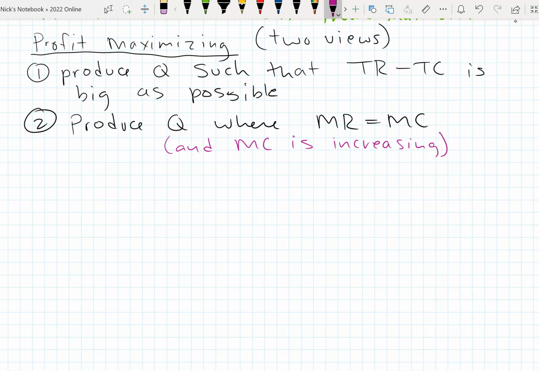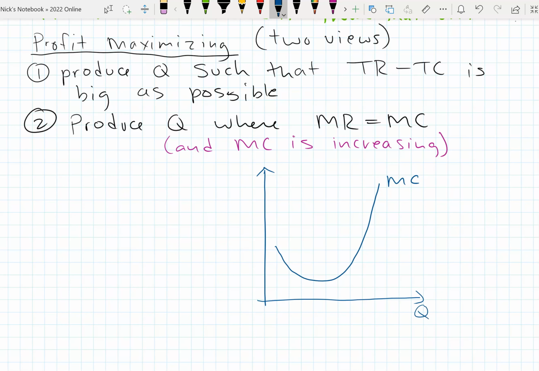So let's suppose this is our firm right here. Our firm has a marginal cost that looks like this. Let's suppose this is the marginal cost for our firm, and this is of course Q, and this is money up here. Then we need our market here.